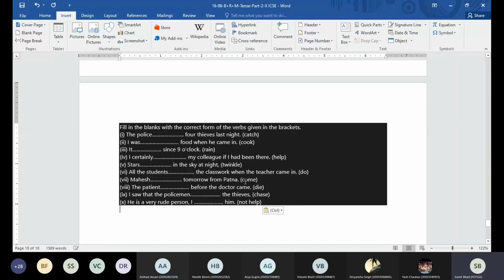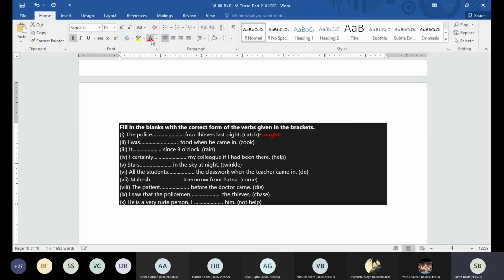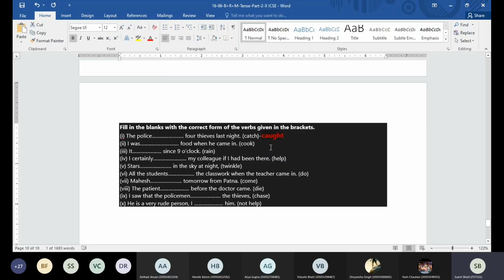These are some of the sentences. The police caught thieves last night. Caught is going to be there. Why are we using caught? Because the action had completed in the past. Very good. We are referring to one action which was completed in the past.